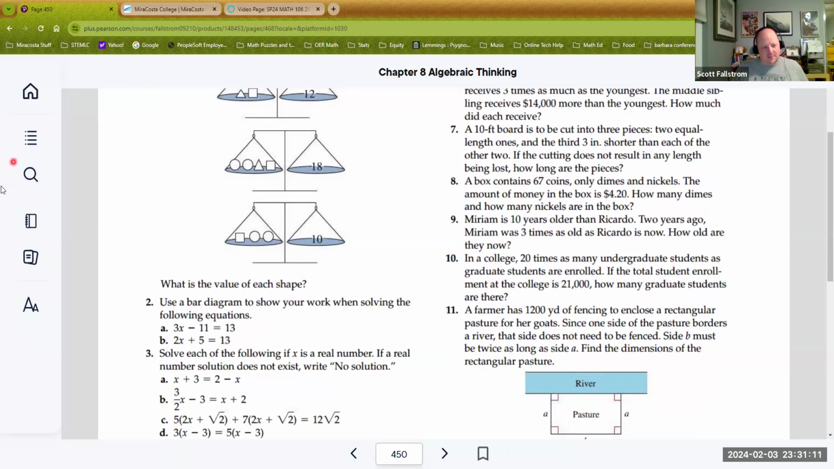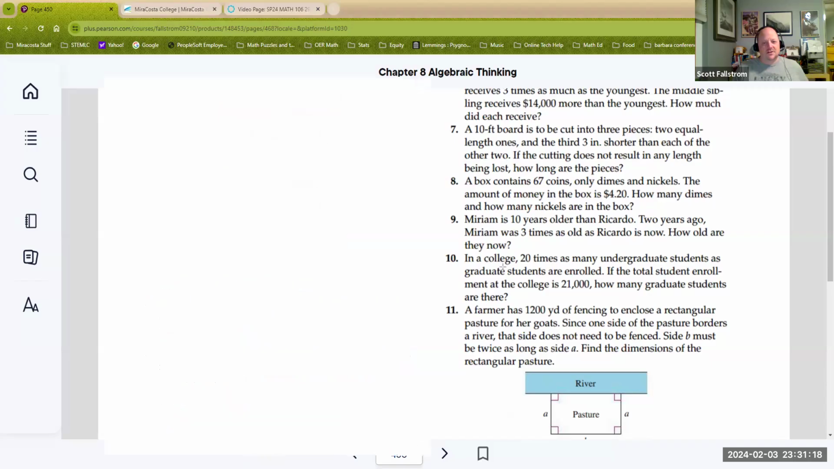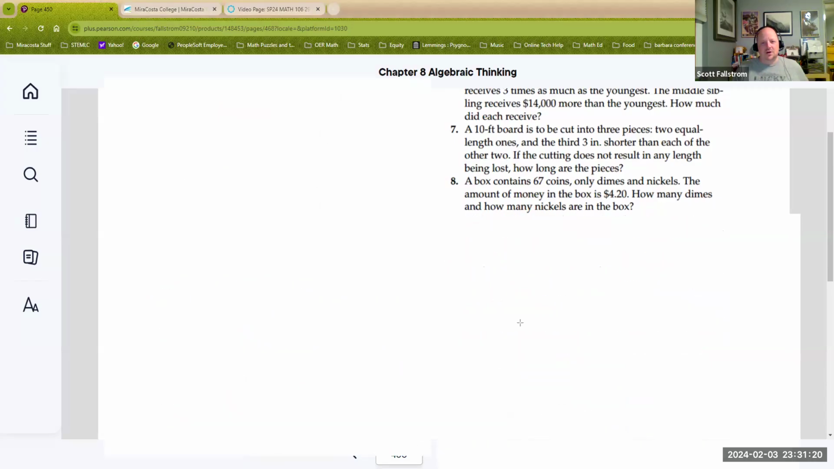I'm gonna tell you why I'm gonna try number 8, because it's one where people sometimes say, "Oh my gosh, I got a lot of work to do." And I want to show you that if you go through these problems and you kind of think about what you're doing, you may not have a ton of extra work to do. Let's see why. Okay, there's 67 coins. It's only dimes and nickels, right?